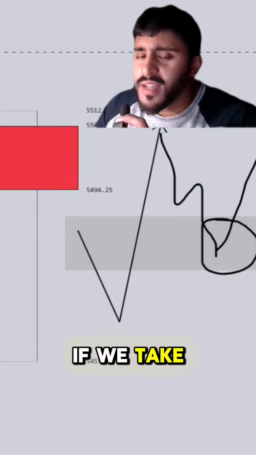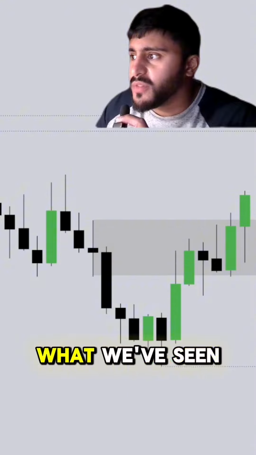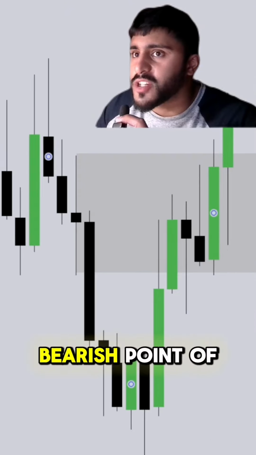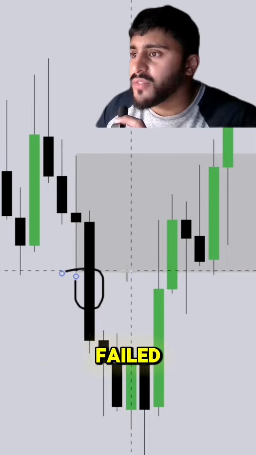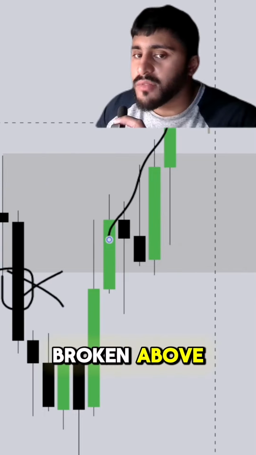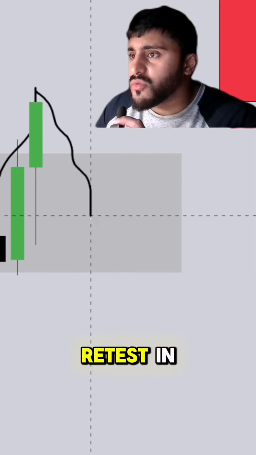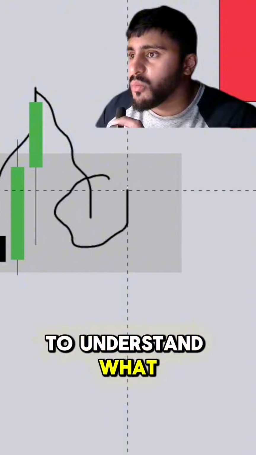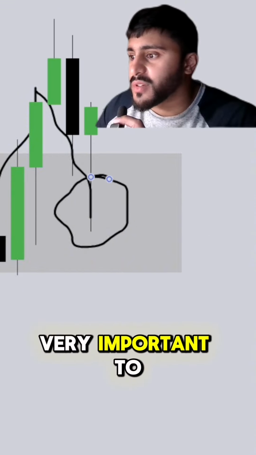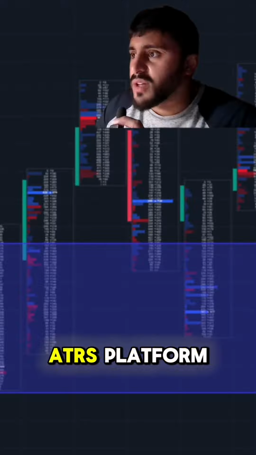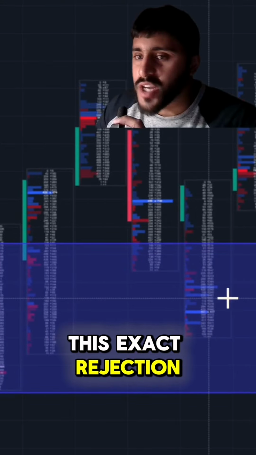upside. So if we take an example here live on the charts, what we've seen is a bearish point of interest, or a bearish POI. This fair value gap has failed, and so price has broken above. So what we're looking for is a retest in, and we need to understand what is going on over here, in terms of the price action. Very important to understand. So when we go to the ATAS platform, we're studying this exact rejection over here, right?